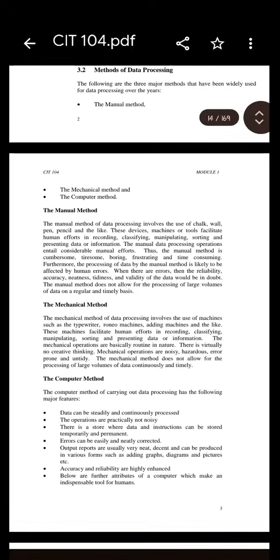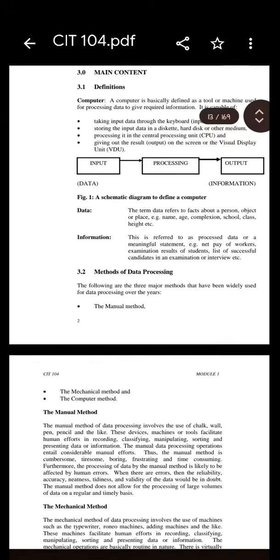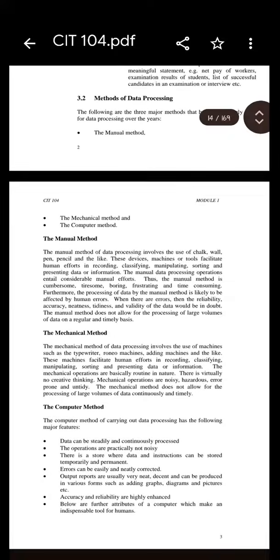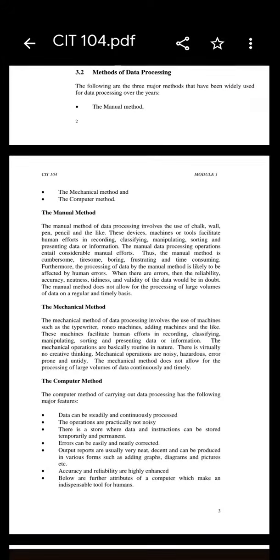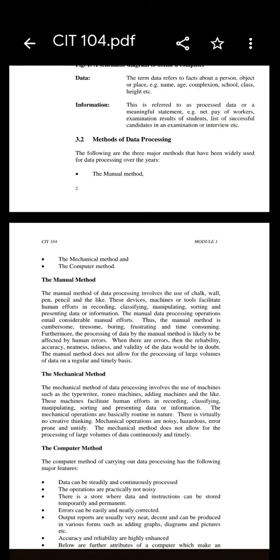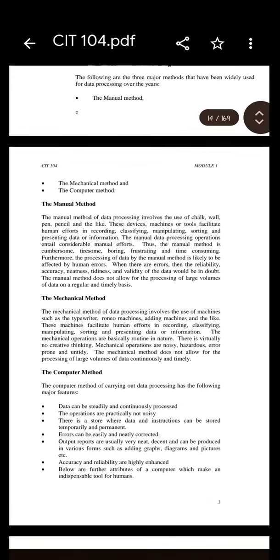Then the second one. Now the first method of data processing was the manual method. Now we're entering the second one, the mechanical method. Please write it down. The manual method involves the use of equipment like chalk, wall, pen, pencil, all these tiny equipment to help you to handle files. That's just the nutshell.